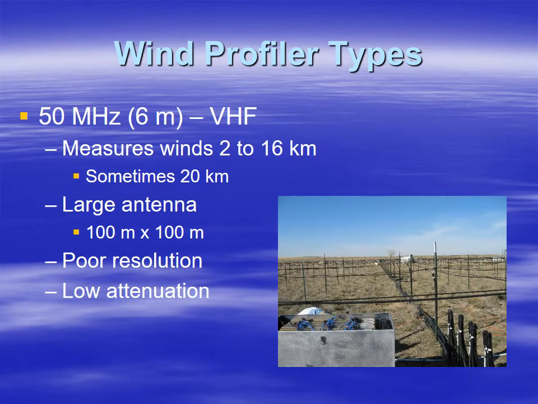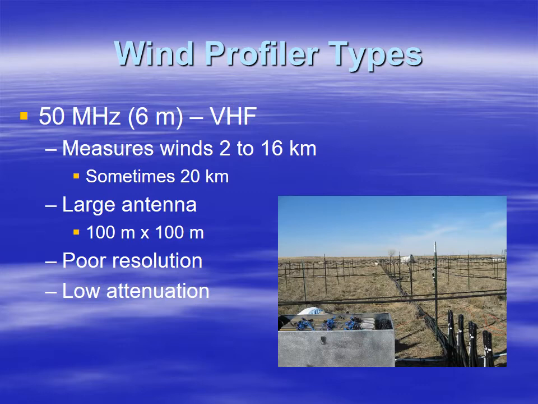As I said, 50 megahertz is a slow frequency, so you're going to have long wavelengths. The wavelengths for these wind profilers are typically really large, 6 meters, which is about 18 feet. Believe it or not, that's a really long wavelength. So it's operating in the VHF. Because it operates at longer wavelengths, it has less attenuation, meaning that it can travel great distances through the atmosphere.